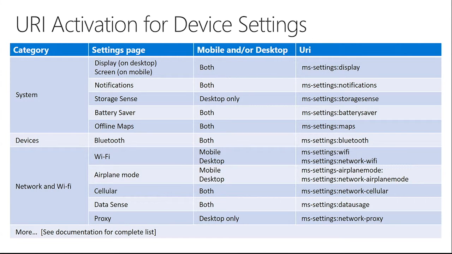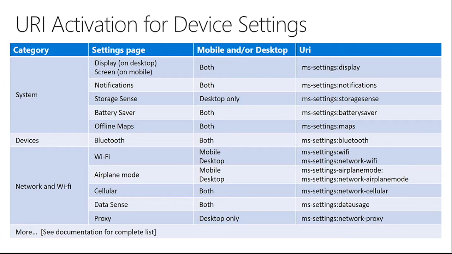Now, talking about URI activation, Launch URI Async, there actually is a whole series of URIs that get you open directly from your app into some of the relevant settings. This is not the complete set. If you go and look at the docs, you'll find out more. You can see you can get to Storage Sense, Battery Saver, Maps, Bluetooth, Wi-Fi, Airplane mode, Cellular, Data usage, and all this kind of stuff. A whole bunch of good stuff where you can allow your user to go straight into the settings.